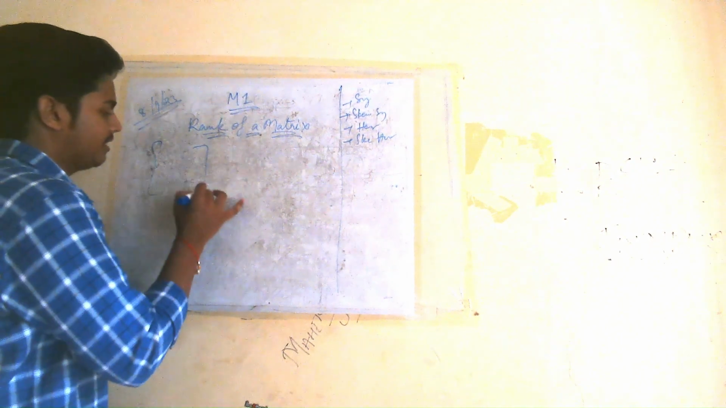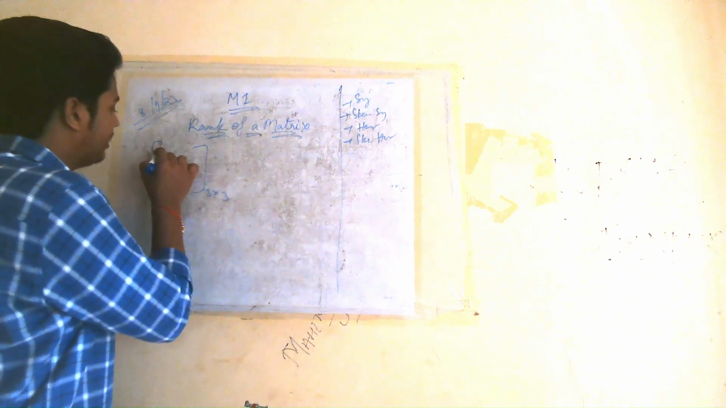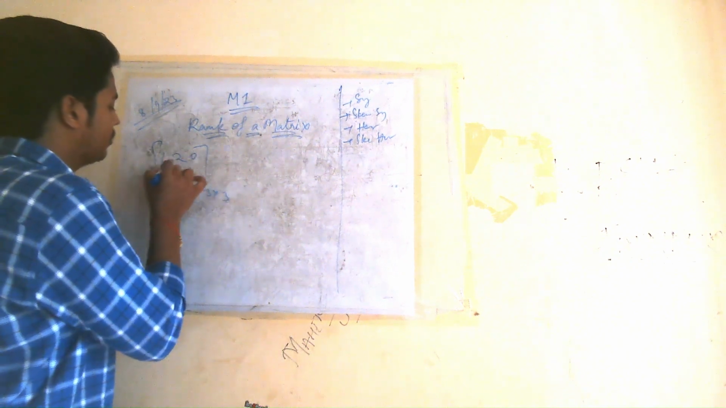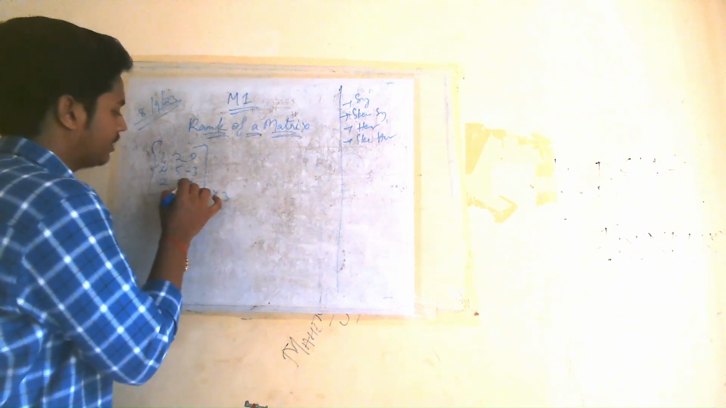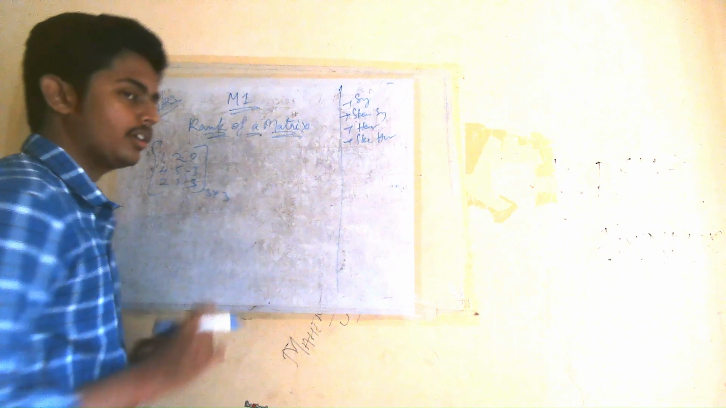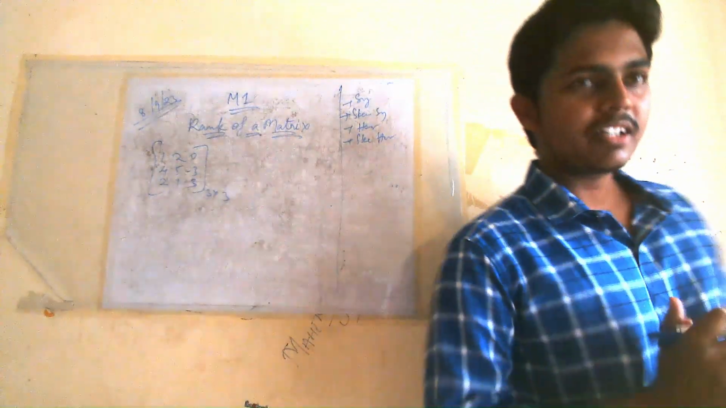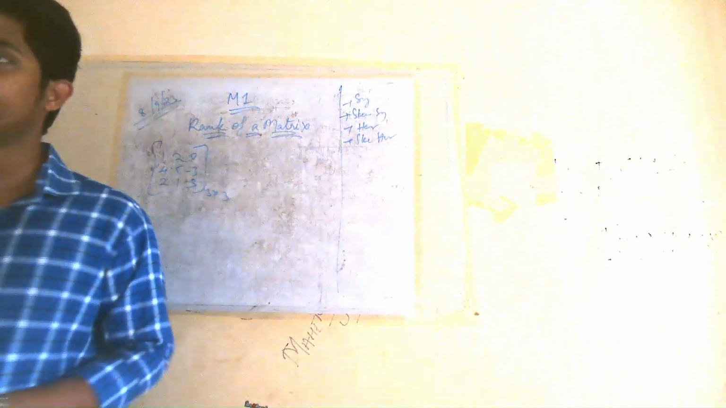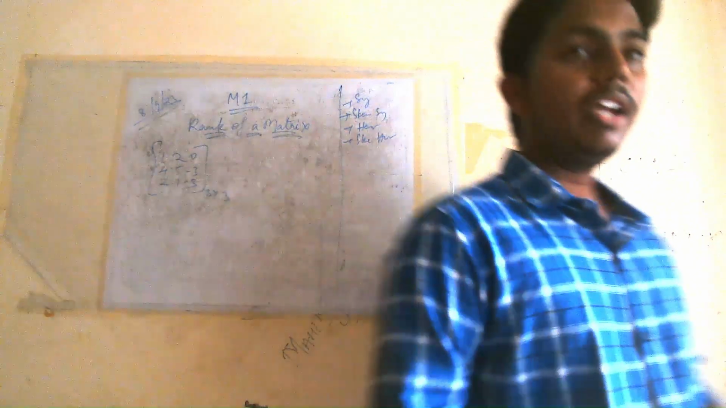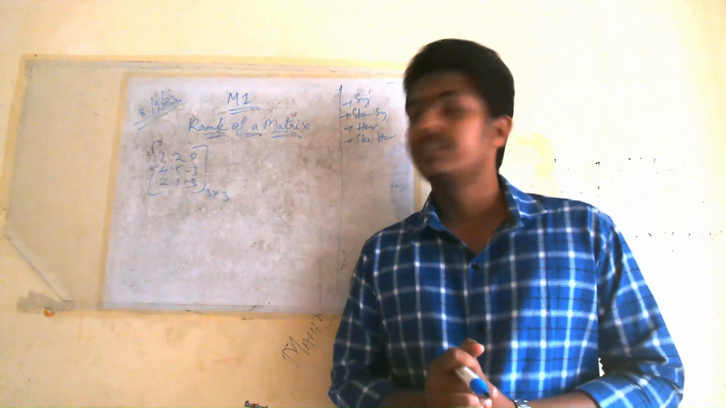We know any matrix. Let's say there is some 3 by 3 matrix. Let's say the values are 1 2 0, 4 5 minus 3, 2 1 and 3. Okay, let's take some random example. I have taken small values only, so there is not much difficulty here. We have to find the rank of it.